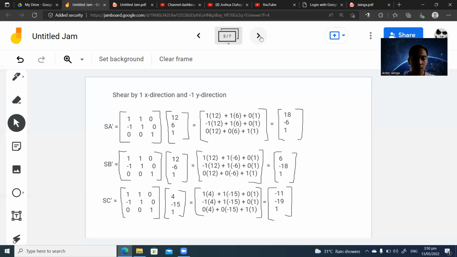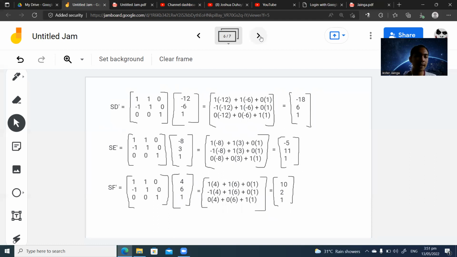For C, the value is 4 and then -15. We multiply 1 times 4 plus 1 times -15 plus 0 times 1, and -1 times 4 plus 1 times -15 plus 0 times 1, and 0 times 4 plus 0 times -15 plus 1 times 1. So the new value is -11 and -19.